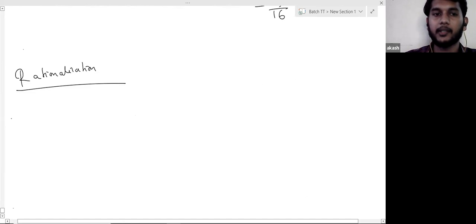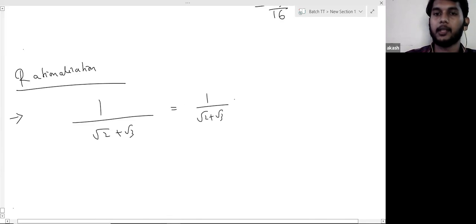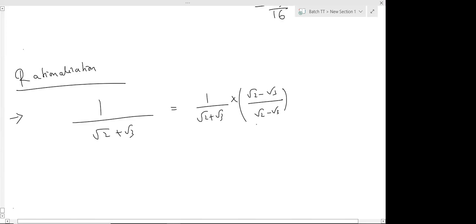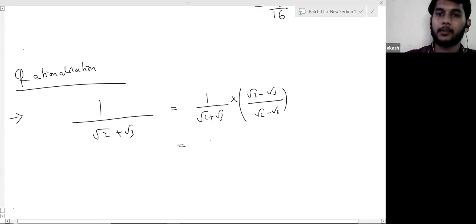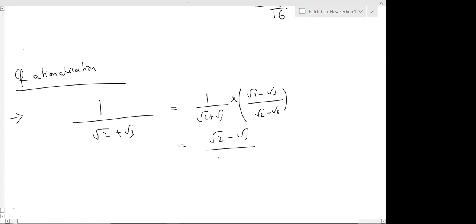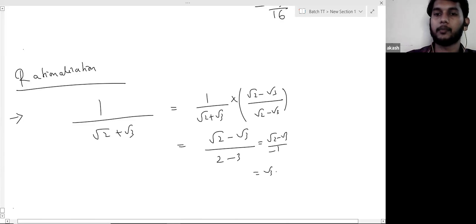All right. So what is rationalization? We have been doing this all your life. Root 2 plus root 3. If somebody asks you to rationalize, what do you do? You multiply and divide by the same with the sign changed. Right? So this numerator becomes root 2 minus root 3 upon this is 2 minus 3. So root 2 minus root 3 upon minus 1. So root 3 minus root 2. This is called rationalization. This method is used a lot when solving questions of limits.